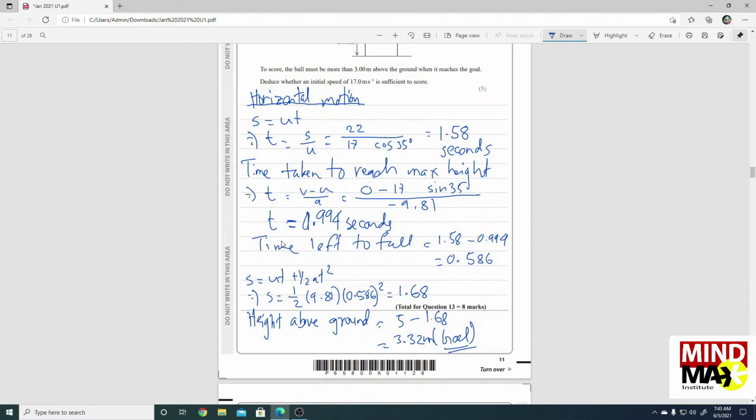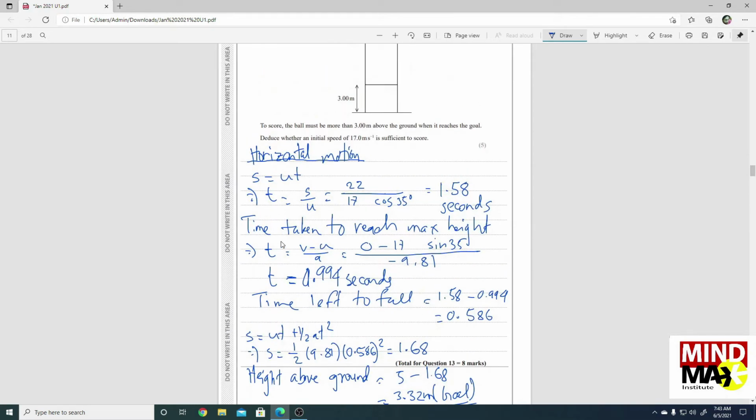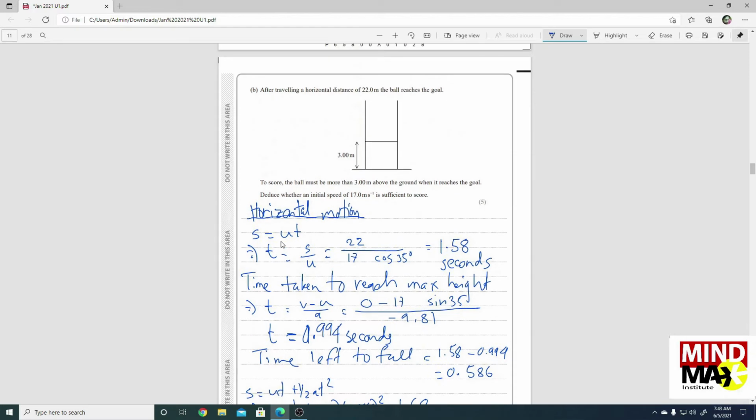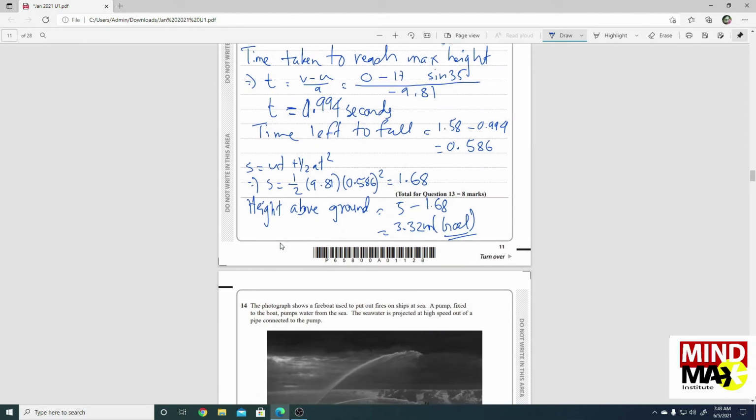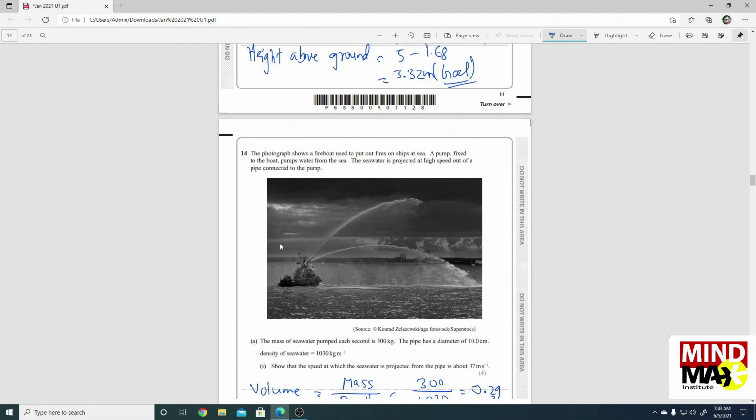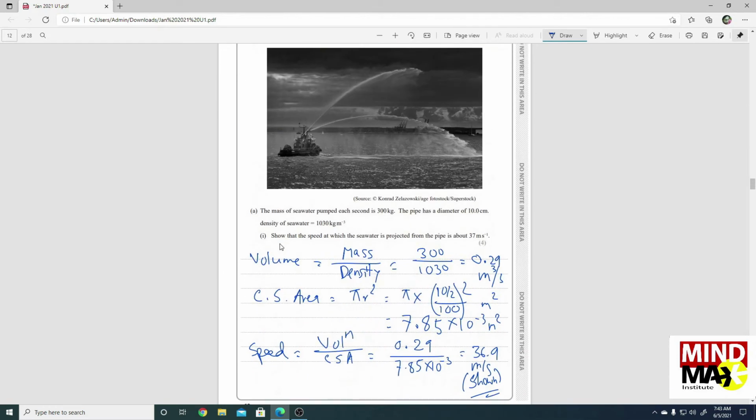So how much is its distance above the ground now? 3.32. So it's maintaining the condition that it has to be 3 meters above the ground for it to be a goal. So that means this is actually a goal. Then number 14. Show that the speed at which the seawater is projected from the pipe is about 37 meters per second. This is a basic mathematical problem.